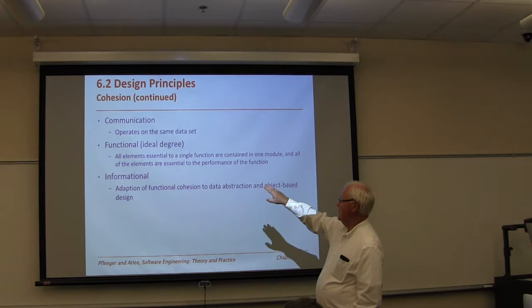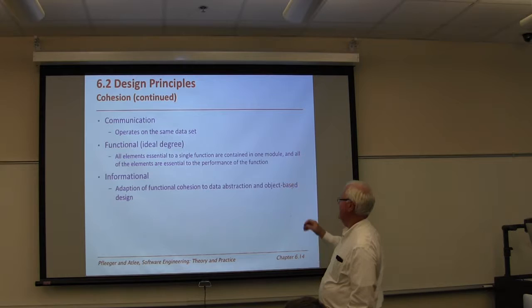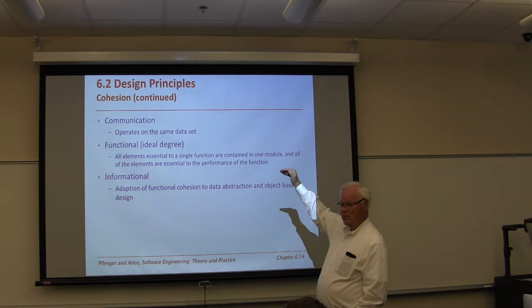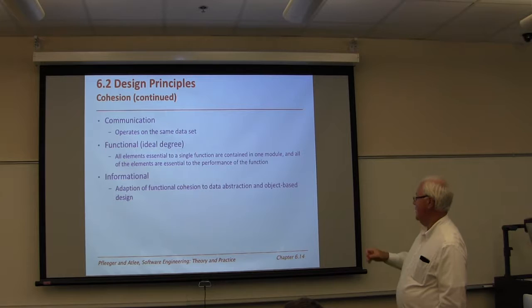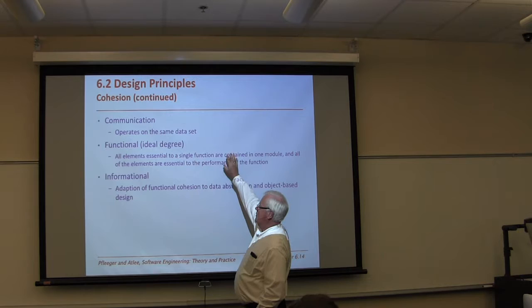All elements essential to a single function are contained in one module, and all the elements are essential to the performance of the function. So, two things. Everything that needs to happen is in one module, and everything that it needs is there. Okay? And then informational, adaption of functional cohesion to data abstraction and object-based design. So, it's the taking of this here and applying it to a different paradigm, object-oriented.